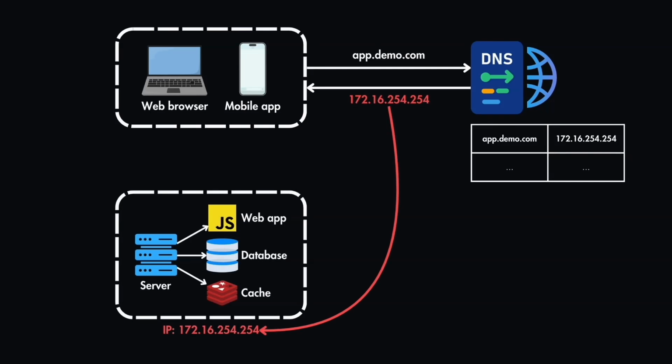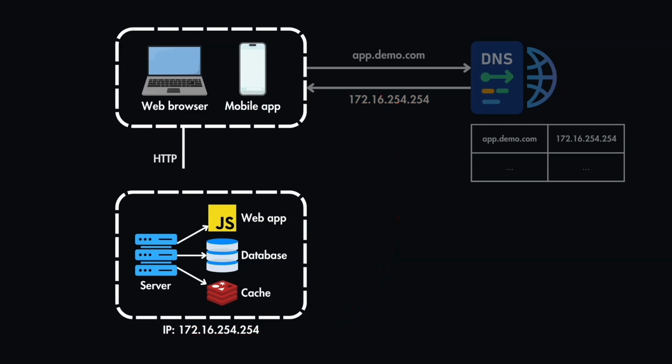And this IP address is our server's IP address. So now they have the location where they are trying to send requests. So with this IP address in hand, the user's device sends an HTTP request to our server asking for specific data, and then our server processes this request and sends back the requested data.